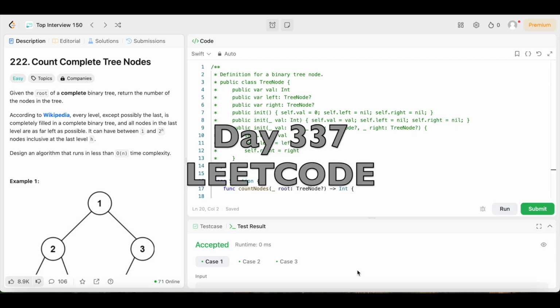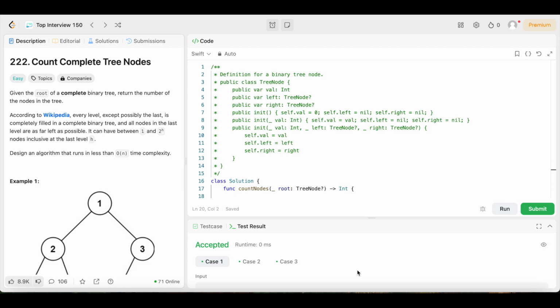Day 237 of doing a LeetCode problem every day until I get a job. All right, y'all, we're back again, another day, another LeetCode problem. This time we're at day 237 and we're still going strong, y'all. Today we have question number 222.